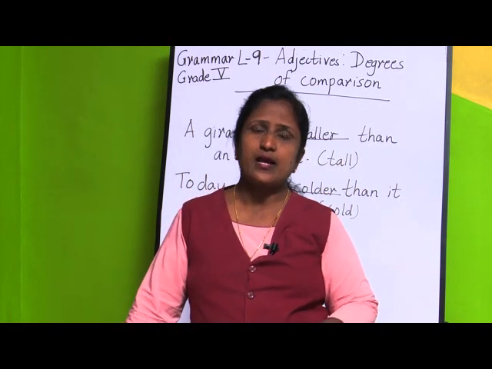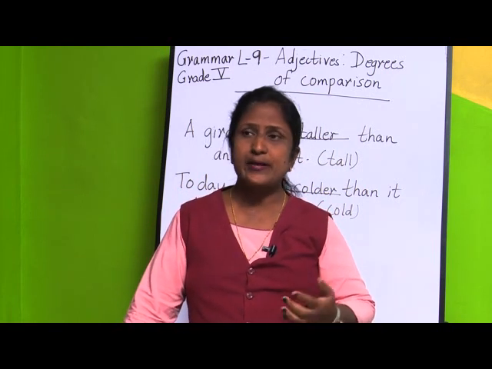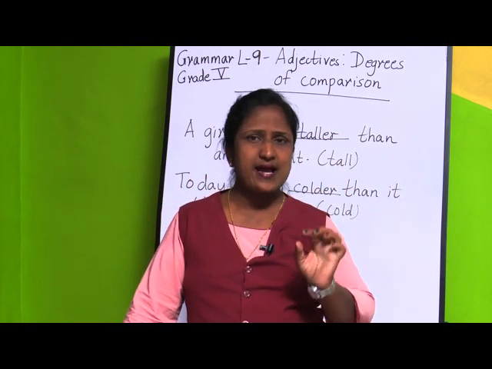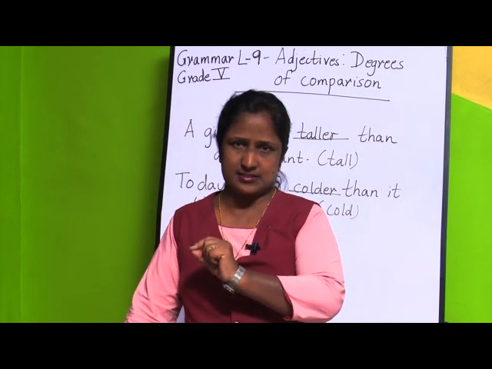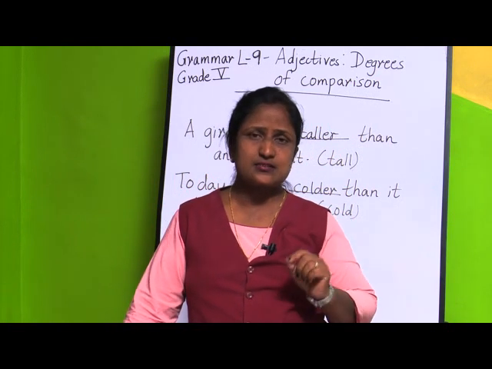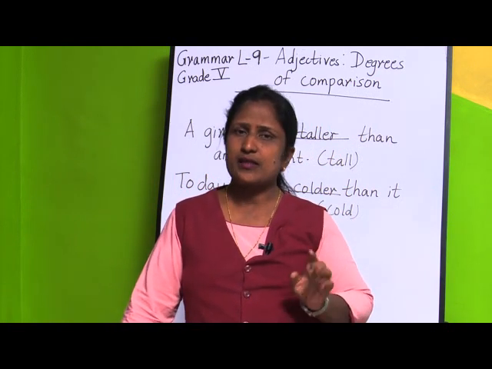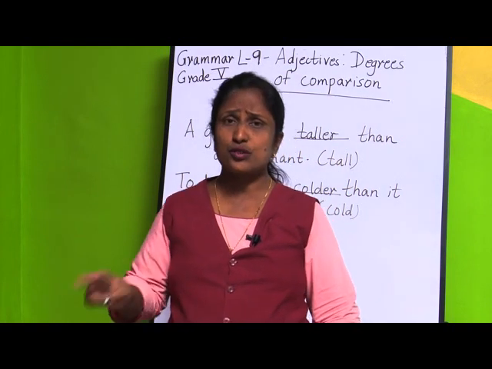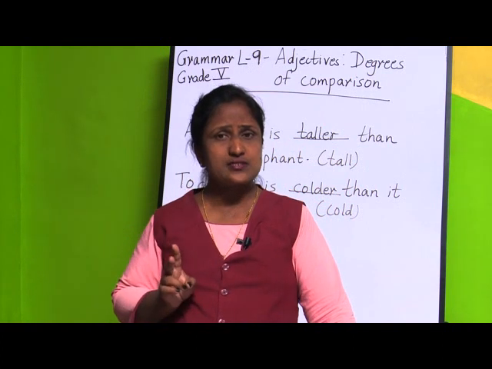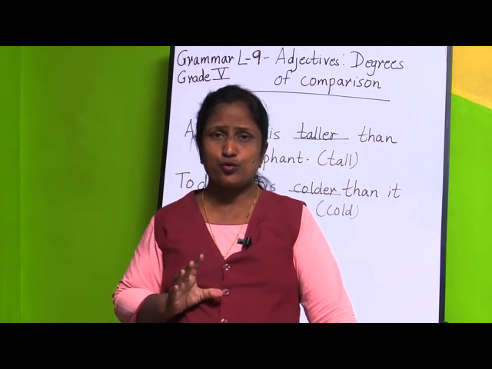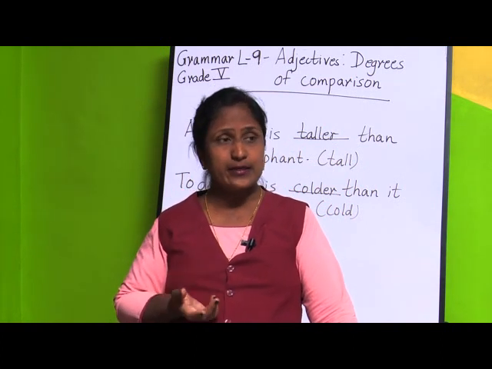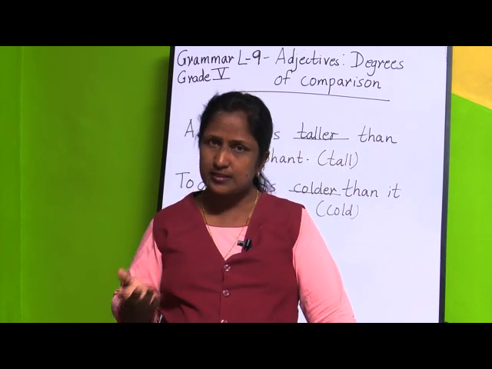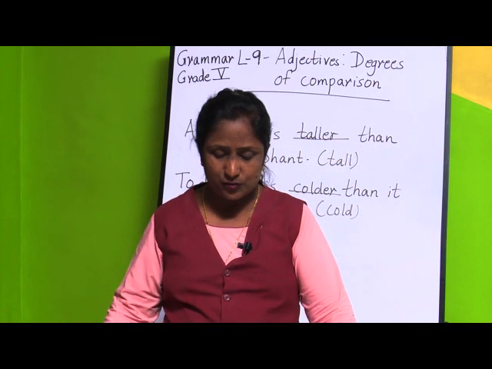Then again, as we want to use the degrees of comparison in sentences, for the positive degree we are going to use as, adjective, and as. In the positive degree we are going to show the qualities of both the persons equally. We are going to show them for both the persons, both the animals or things, or maybe for a person and animal, person or thing.